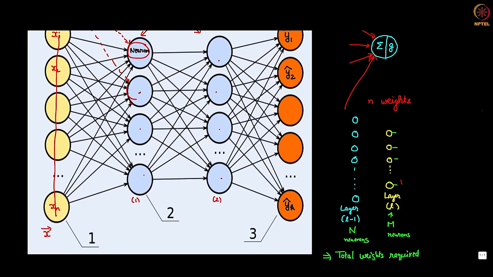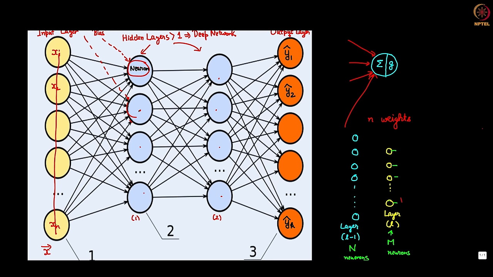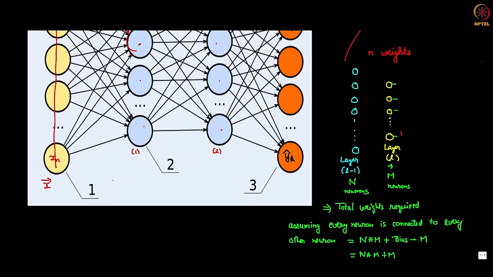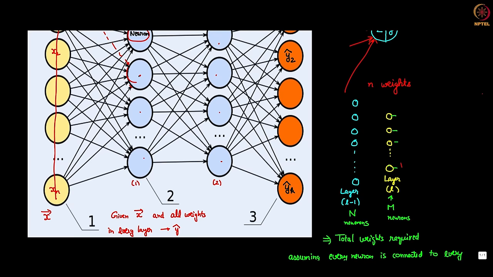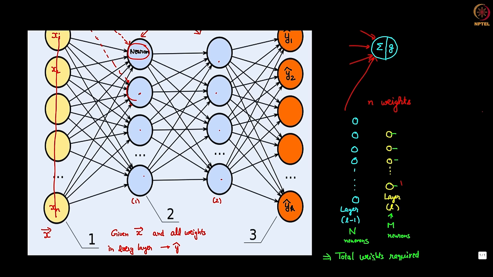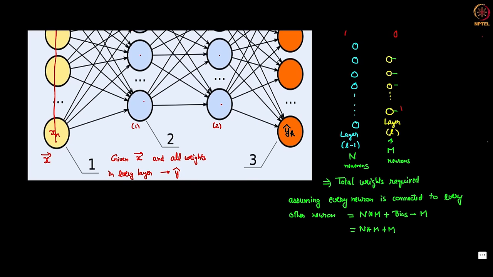In a feedforward network, all you need to do is you give all these xi's. If you give the x vector and all the weights in every layer, we can find out the y hat vector. So, this is called the feed forward process. Basically, you feed in the x, you also give all the w's of every single layer here. And simply by taking a linear combination, non-linearity, linear combination, non-linearity, linear combination, non-linearity, you can predict all the y. So this is called the feed-forward process.